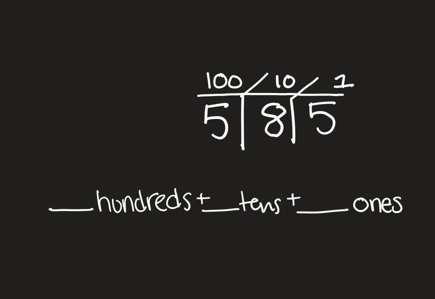And then it makes it a lot easier to write out in expanded form because you just write 5 hundreds, 8 tens, and 5 ones. And then we still have our number, 585. We just wrote it in a different way in the place value chart.